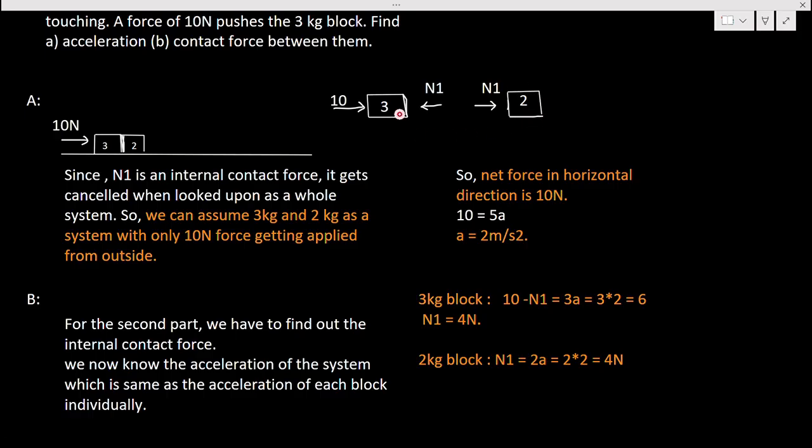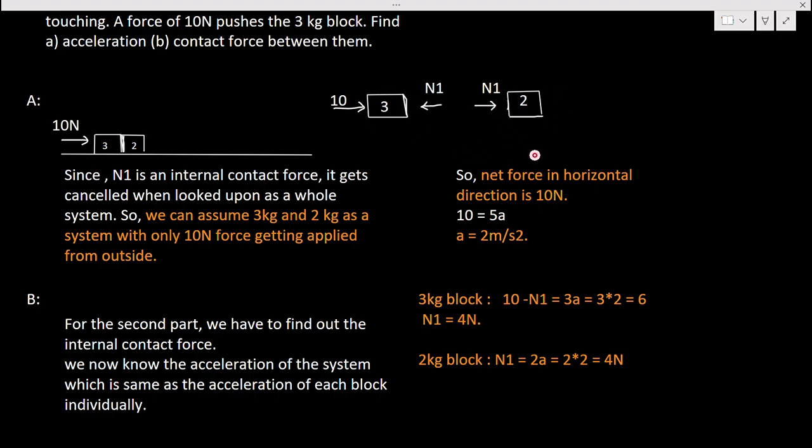Now the acceleration of both the blocks is 2 meter per second square. So if we apply the second law of motion on this block, what is the net force on this block? The net force is 10 minus n1, right? 10 minus n1 should be equal to mass into acceleration. Mass is 3 and acceleration is 2, so 3 into 2 is 6. So 10 minus n1 equals 6. So n1 will be 10 minus 6, which is 4 Newton. So n1 has to be 4 Newton.